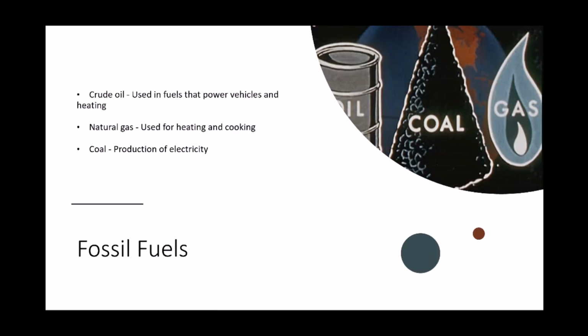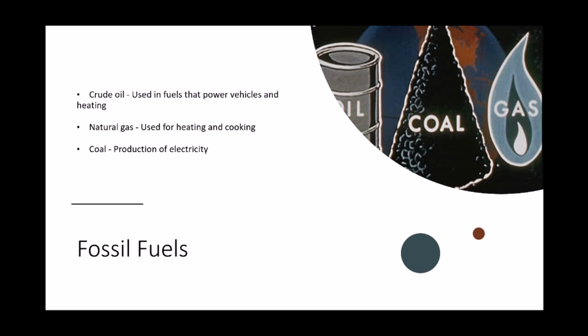Okay, so fossil fuels are our first non-renewable resource. This source of energy comes in the form of crude oil, natural gas, and coal. Crude oil is the fuel that's used in cars, vehicles. It's also used in heating. Natural gas is also used in heating and cooking. Coal is used for the production of electricity.